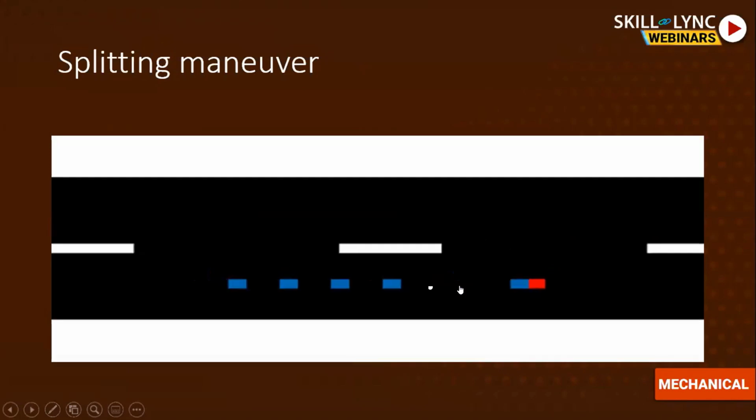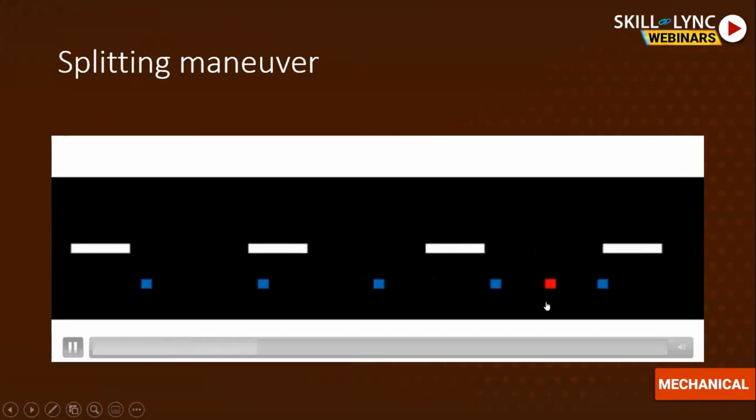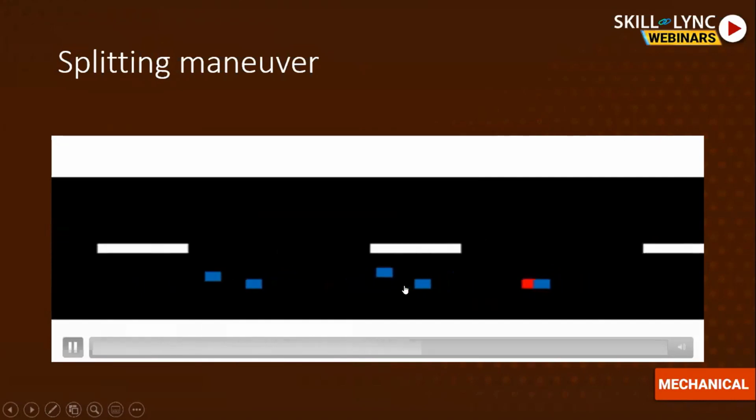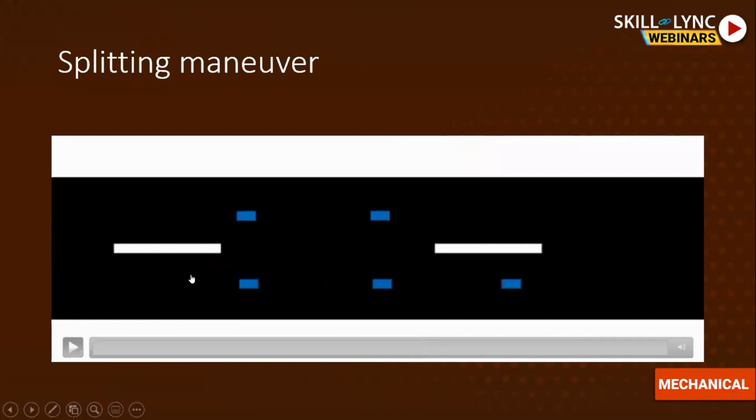If we talk about splitting, it's similar. Again, the red vehicle is a virtual vehicle. You don't need to look at that. The gap is being reduced, and finally, there comes a point where the vehicle starts leaving. The final stage for the splitting maneuver is when the vehicles are aligned with the other vehicles, so vehicle 5 with vehicle 4 and vehicle 3 with vehicle 2.